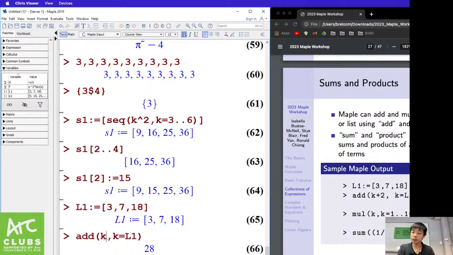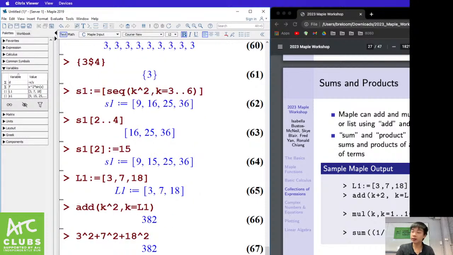But then we can also maybe, for example, square all of the numbers before adding them. So that gets us 3 squared plus 7 squared plus 18 squared. And of course we can confirm this by doing 3 squared plus 7 squared plus 18 squared, and we would get the same number because that's exactly what it's doing.